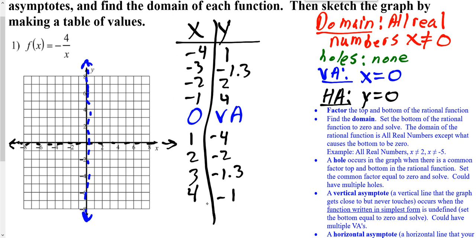I'll start with the bottom one, 4 to the right, 1 down. Next one up, 3 to the right, down a little bit more than 1. 2 to the right, down 2. 1 to the right, down 4. Then I have my vertical asymptote. Then I go 1 to the left, up 4. 2 to the left, up 2. 3 to the left, up a little bit more than 1. And then 4 to the left, up 1.